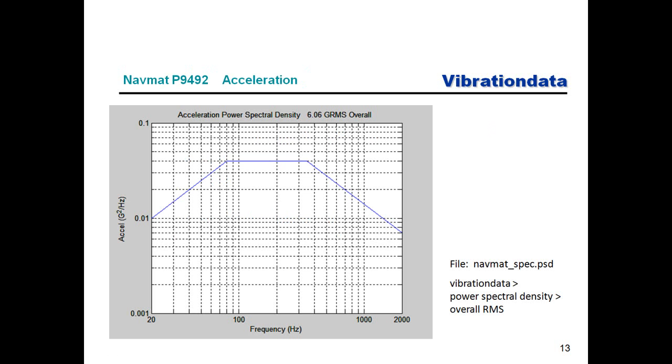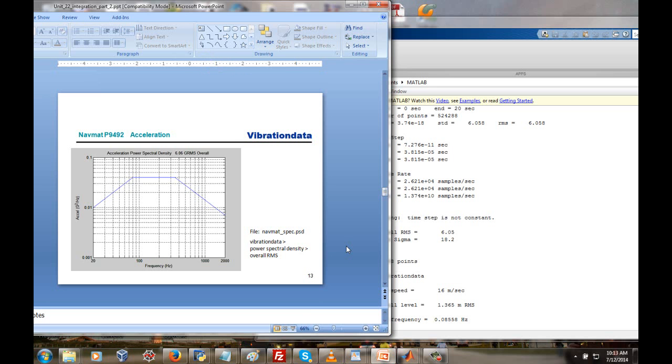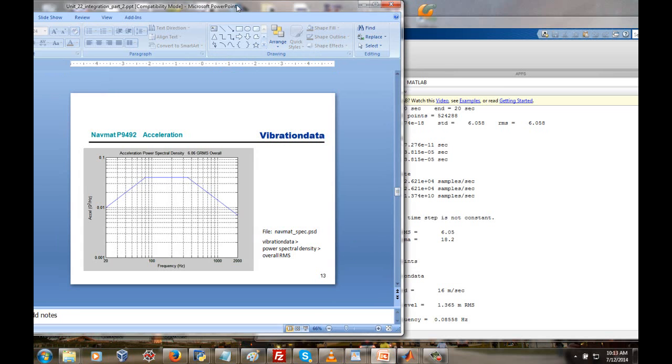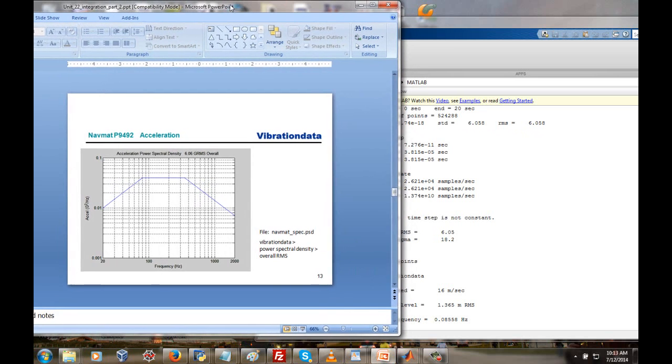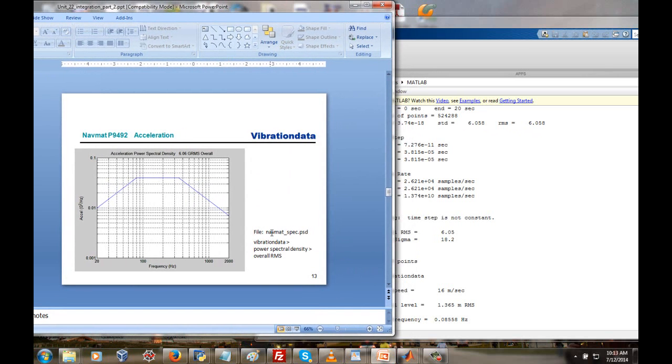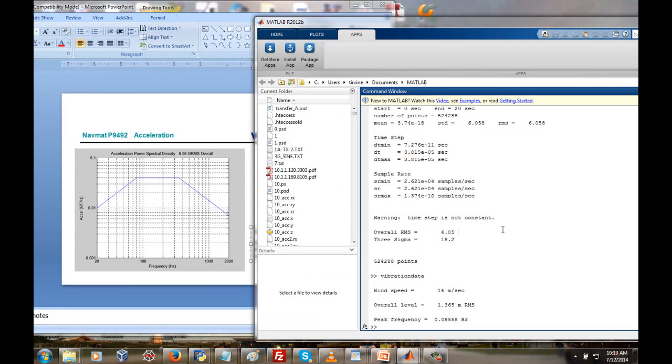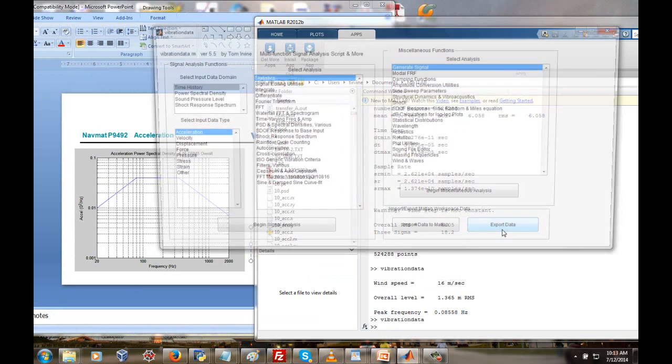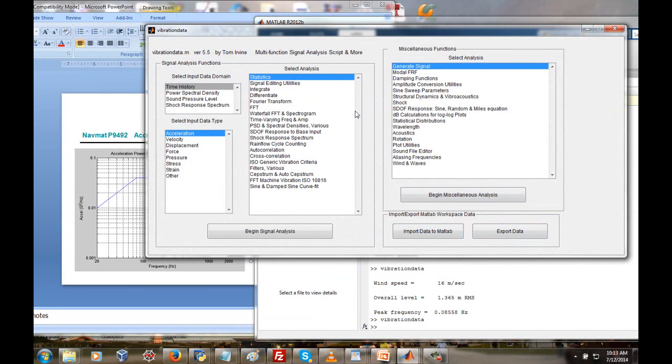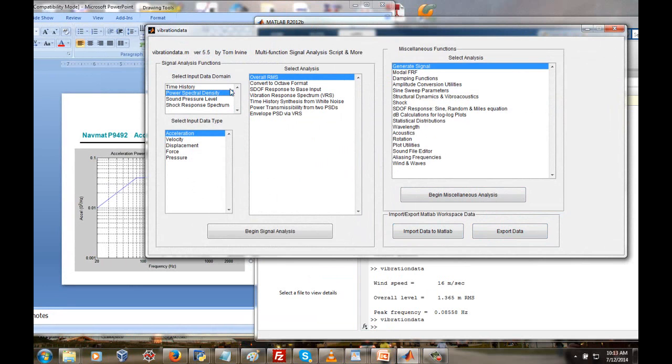Okay, let's take a familiar power spectral density. It's kind of the mascot for our course. It's the Navmat P9492 level, with which you should be very familiar by now. Let's see what we can do. We're going to do some new things with it. This is going to be part review exercise and part new things.